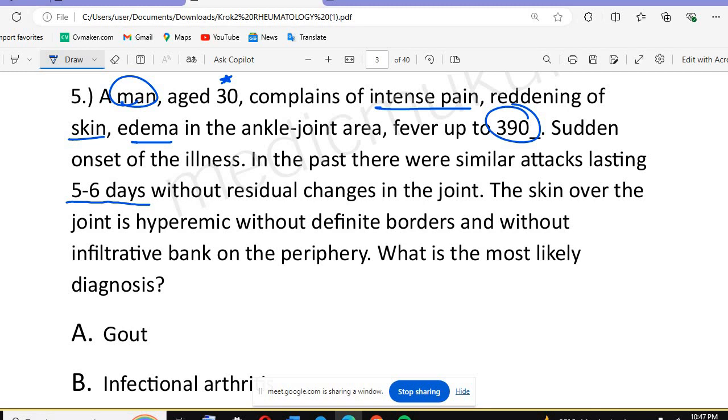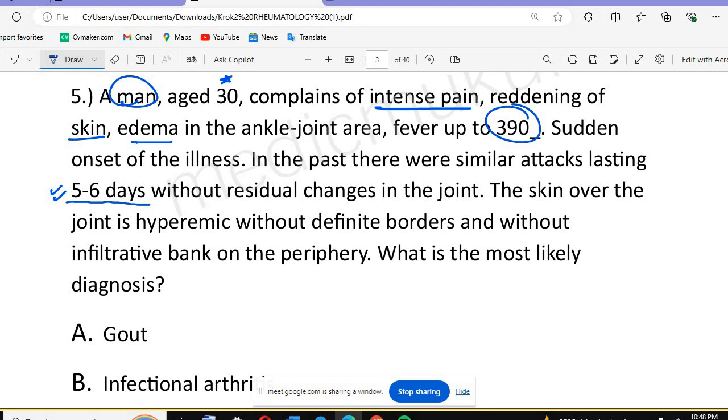So now let's see the question. Here you are seeing intense pain in the ankle joint area, near the metatarsophalangeal joint, and the temperature is increased. Of course there will be redness, the joint hot to touch, and sudden onset of illness. There was a similar attack lasting 5 to 6 days, because gout has recurrent episodes. The patient sometimes feels okay, and sometimes when the person does too much work, the inflammation rises again. So it is a recurrent disorder.